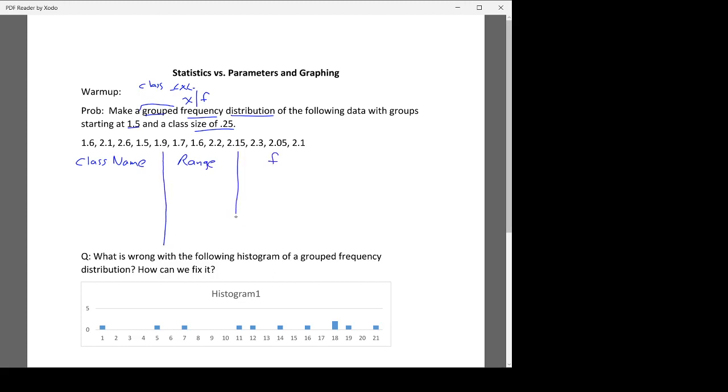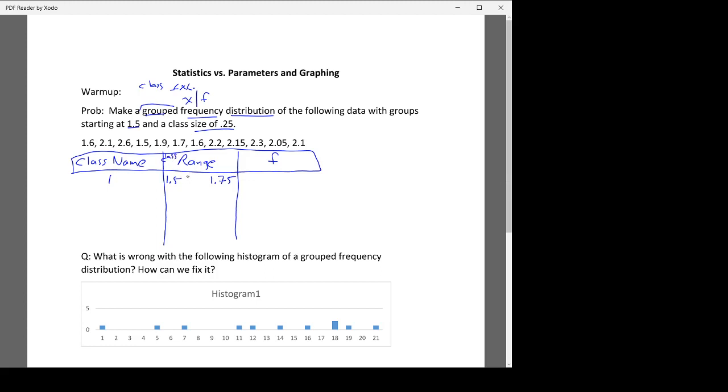So let's see if that's enough of them. And this says we'll start at 1.5. So the ranges will start at 1.5, and the size is a quarter. So it's the kind of thing that is $1.50 and a quarter. So $1.50 plus 25 cents is $1.75. So each class is going to be 25 cents wide. The class range, I should call this.